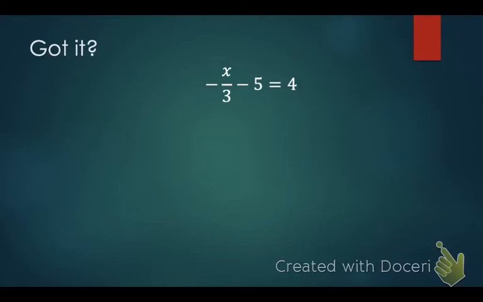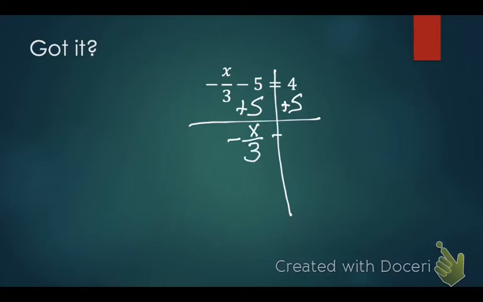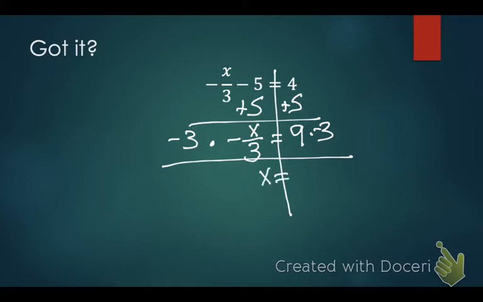Okay. Last example in this video, add 5 on both sides. Negative x over 3 equals 9. And then I'm going to multiply by negative 3. Also, if you feel like I went too fast with these equations, we should talk about algebra. Let me know, please, and I will try and help you through it. 9 times negative 3 is negative 27.